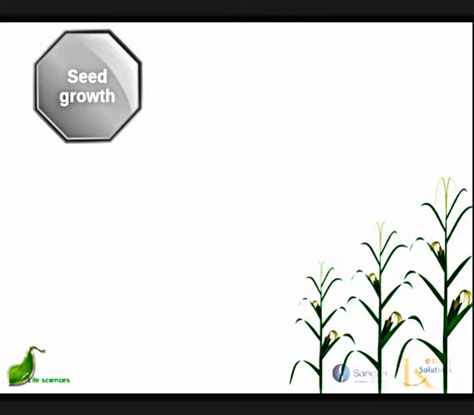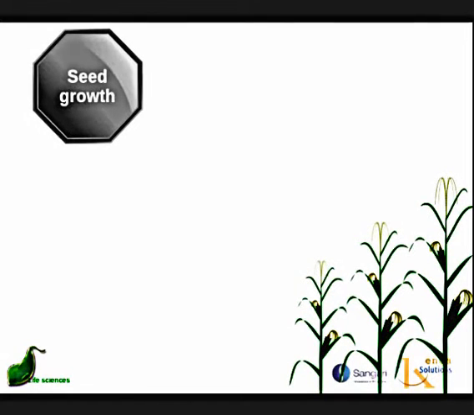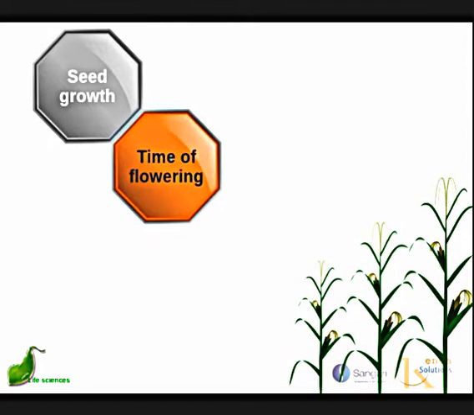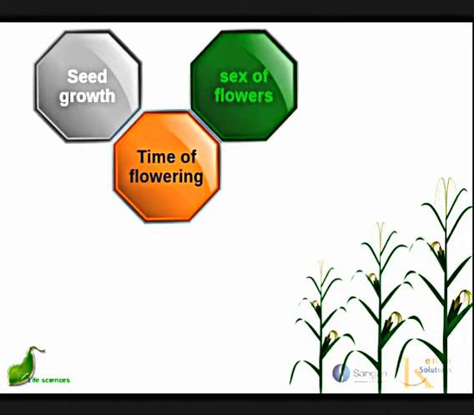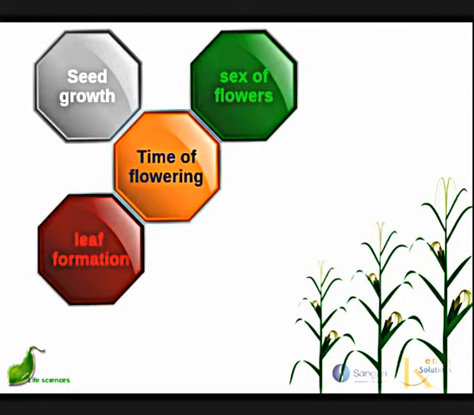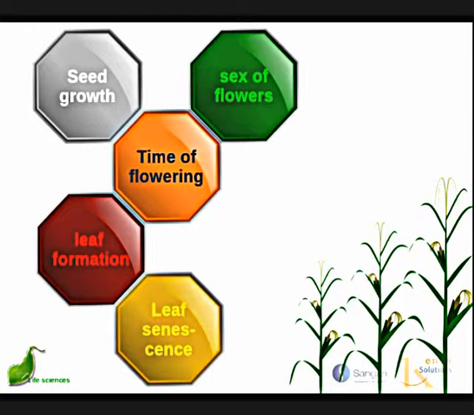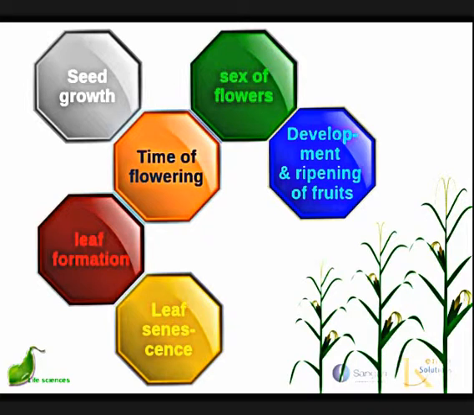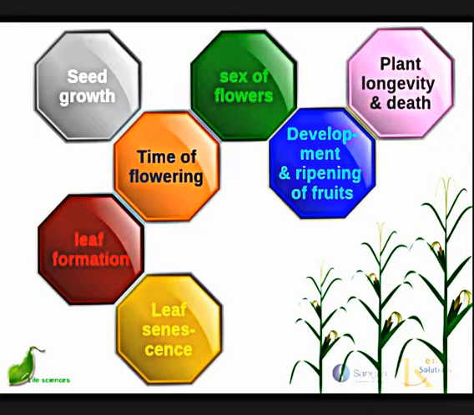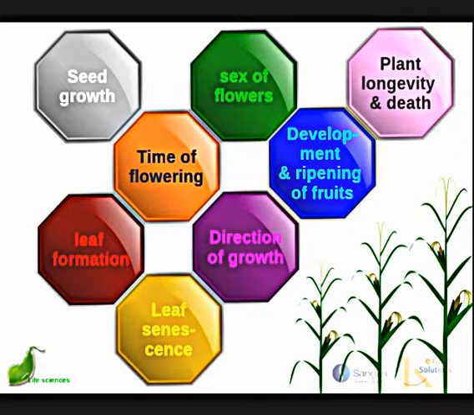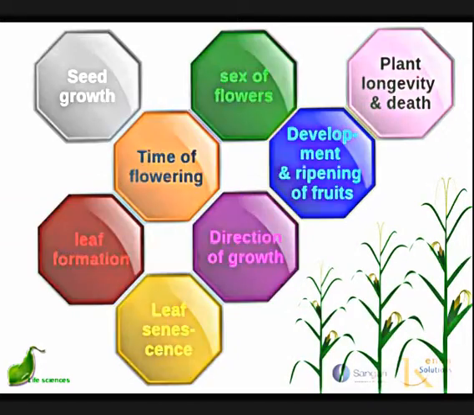Now, plant hormones determine a whole variety of things within the plant. They affect seed growth, the time of flowering, they affect the sex of flowers, the formation of leaves, the senescence and the dropping of leaves, the development and ripening of fruits, and even the longevity and death of the plant. They also affect the direction of growth, for example, with which tissues grow upward and which grow downward.